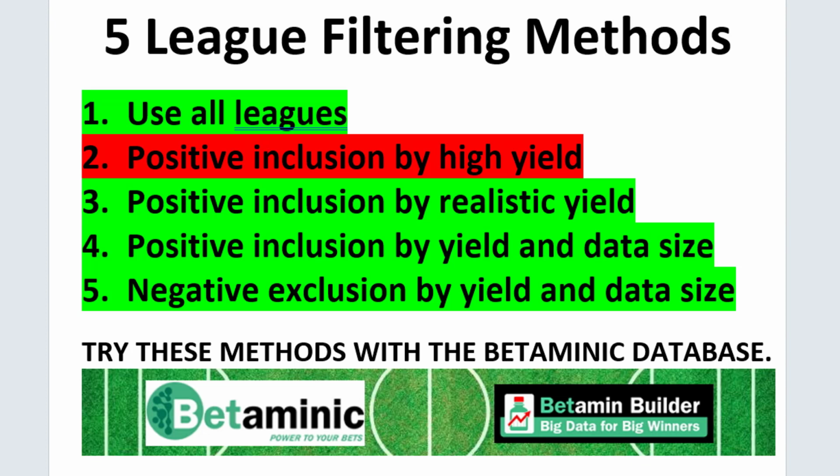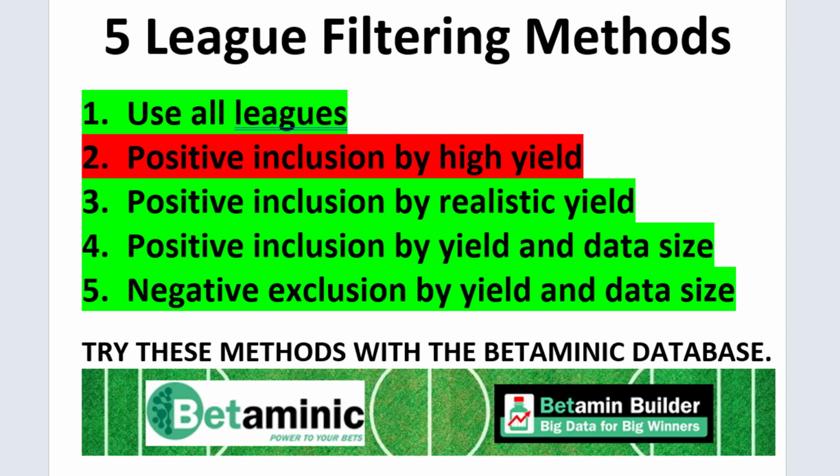But I also think there's still a role for using all leagues as well. But if you do have a strategy that works with method 4 or method 5, I think that's a pretty good strategy you've got there. And if you don't have a database, then try these methods with the Betaminic database. It'll take minutes, just sign up. It's free to use their database to research things on their database. And it's quite fun to try your ideas in there and say, oh, this doesn't work.